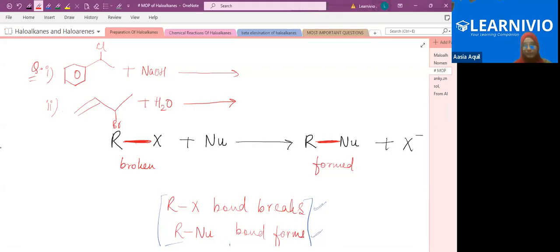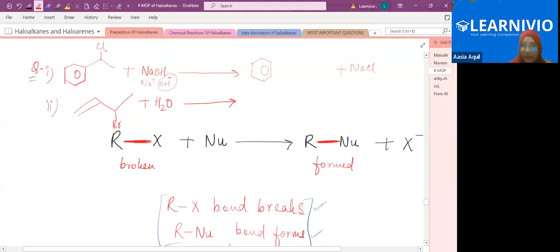NaCl plus OH. Yeah. The nucleophile is OH minus and the leaving group is Cl. Yeah. So what will be the product? NaCl plus OH. Yeah. You basically, this OH will be attached.